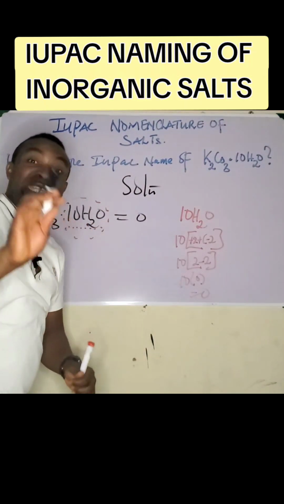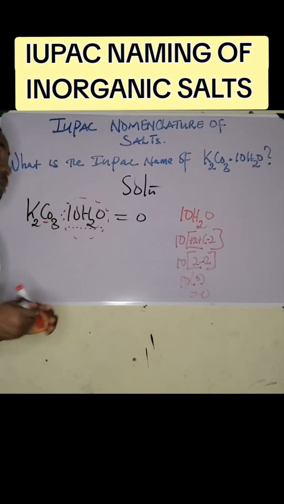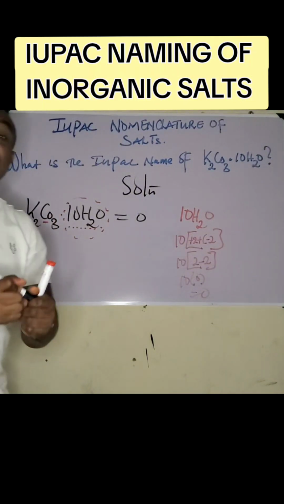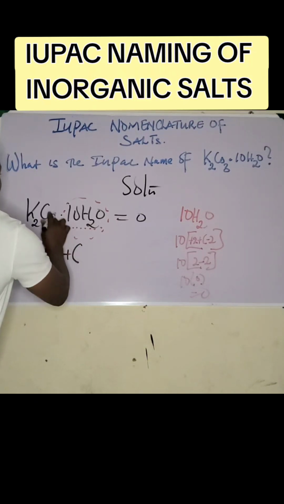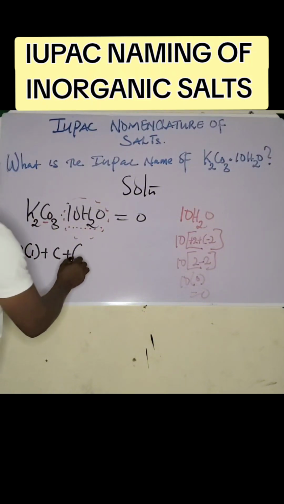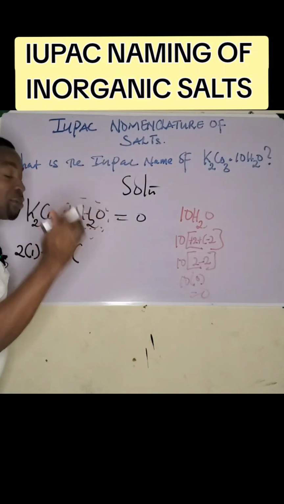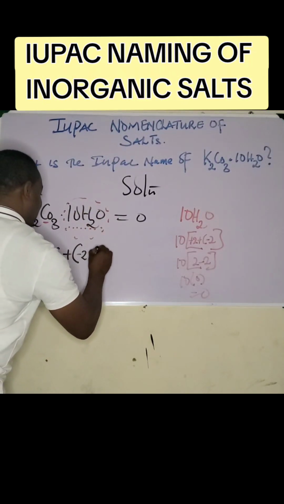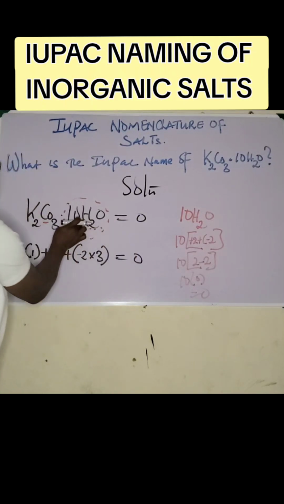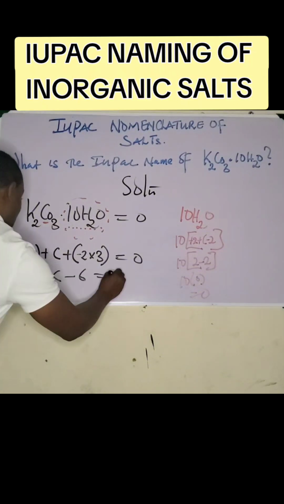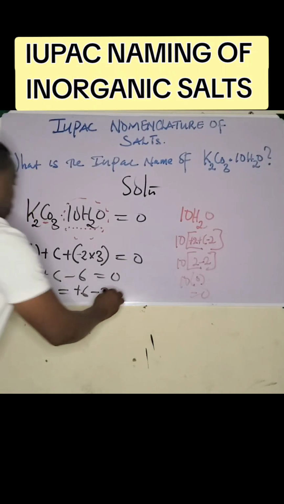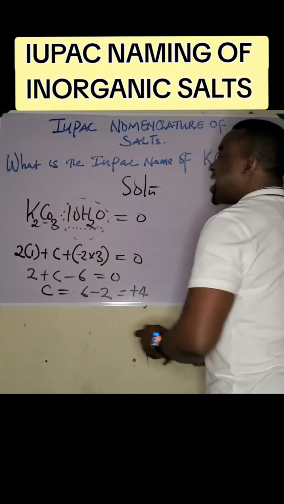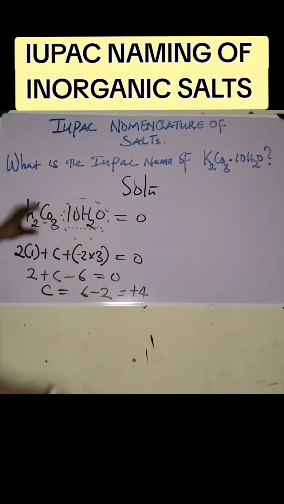So if such is the case, it is now easy to determine the oxidation number of carbon. Here potassium has oxidation number of +1, so we have 2 times its oxidation number, plus that of carbon, which we don't know, plus that of oxygen, which is -2 multiplied by 3, the number of atoms of oxygen, equals 0, because the water is 0 and we don't need it. So making carbon the subject of the formula, this will give us +4.